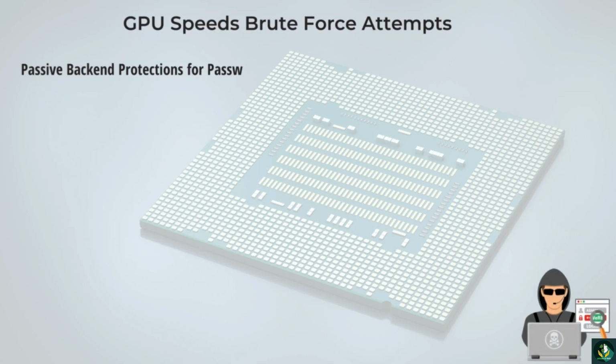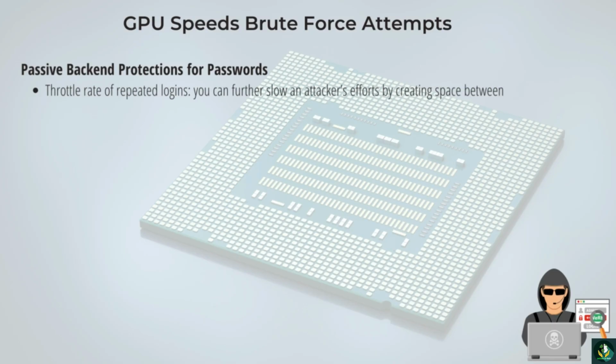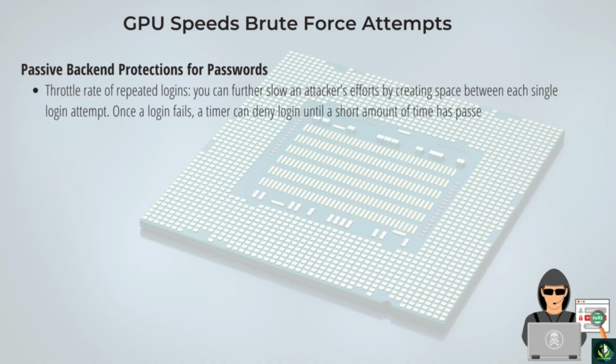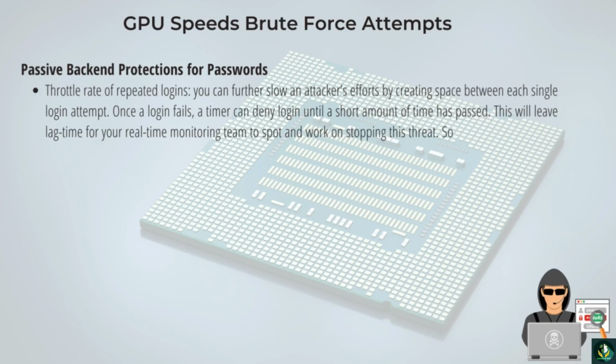Throttle rate of repeated logins. You can further slow an attacker's efforts by creating space between each single login attempt. Once a login fails, a timer can deny login until a short amount of time has passed. This will leave lag time for your real-time monitoring team to spot and work on stopping this threat. Some hackers might stop trying if the wait is not worth it.